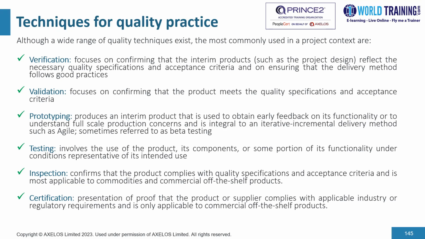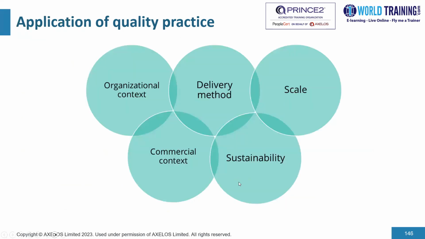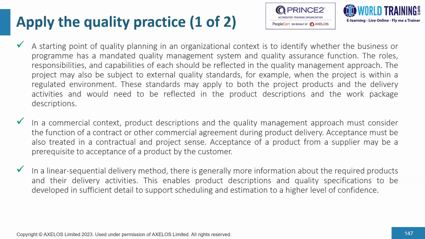Let's look into some areas of application in the context of the organization, the various delivery methods that we use, scale, commercial context, and sustainability. Let's look into a few of the areas of application. Now, a starting point of quality planning in an organizational context is to identify whether the business or program has a mandated quality management system and quality assurance function.